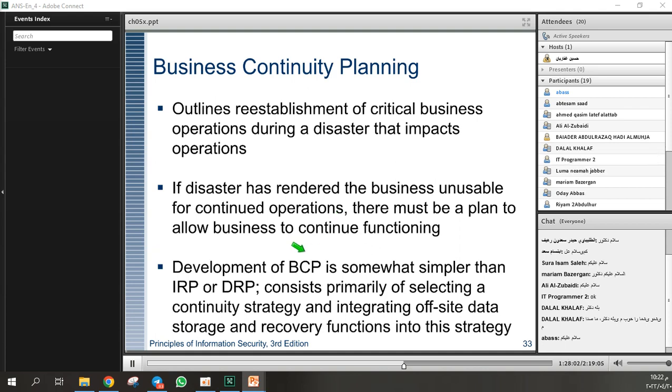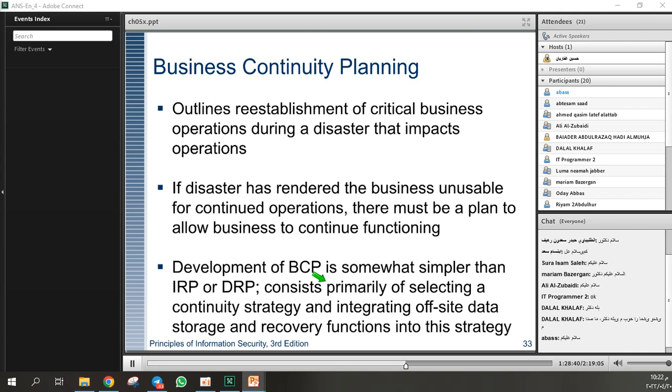A disaster happened, the buildings are destroyed. What should I do now? How can I continue my job, my business? I need a plan to allow the business to continue its functionality. Yes, maybe BCP is somewhat simpler than IRP and DRP. Why? Because in BCP we only talk about some primary items.